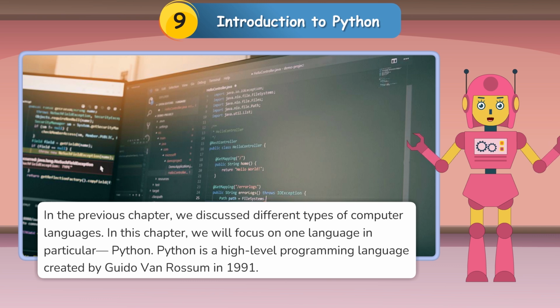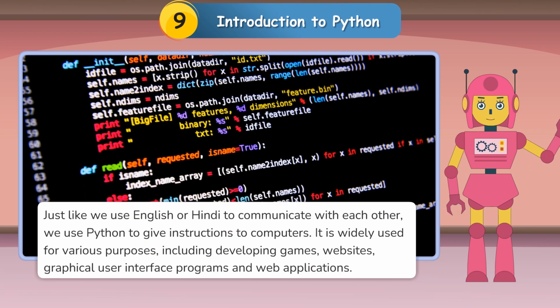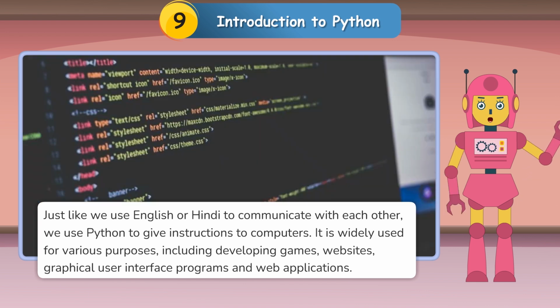In the previous chapter, we discussed different types of computer languages. In this chapter, we will focus on one language in particular, Python. Python is a high-level programming language created by Guido van Rossum in 1991. Just like we use English or Hindi to communicate with each other, we use Python to give instructions to computers. It is widely used for various purposes, including developing games, websites, graphical user interface programs, and web applications.